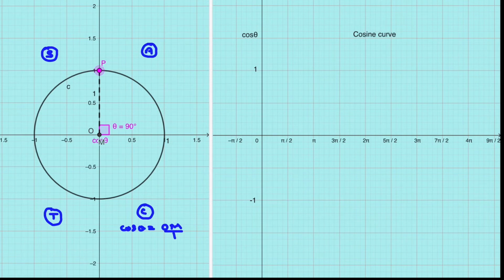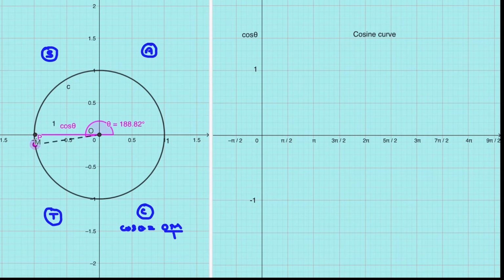And in the second quadrant, for obtuse angle, cos theta value will be negative, because x coordinate is going to be negative in the second and the third quadrants. As theta goes in the second quadrant, look at the pink line. It becomes negative, so it decreases from 0 to minus 1. When theta is 180 degrees, cos theta value becomes minus 1.